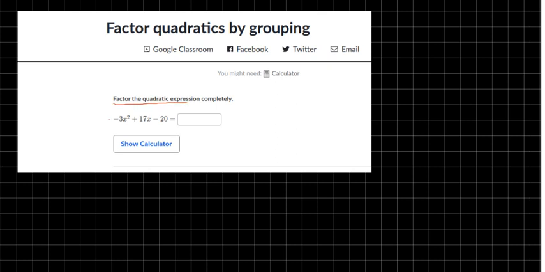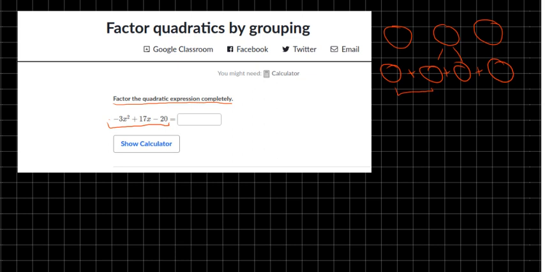Factor the quadratic expression completely. And this is our expression. So what we're going to do is break these three parts. We're going to have three terms, and we're going to break this second term into two parts. So I'm going to have something that looks like that. And I want the ratio of the coefficients here to be some number, and then the ratio here to be the same number. So let's look at an example here.